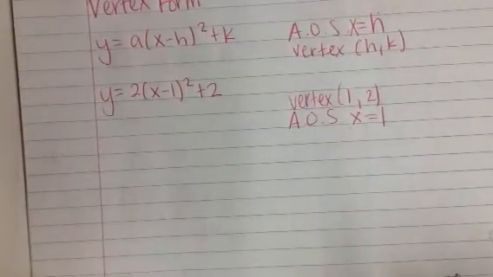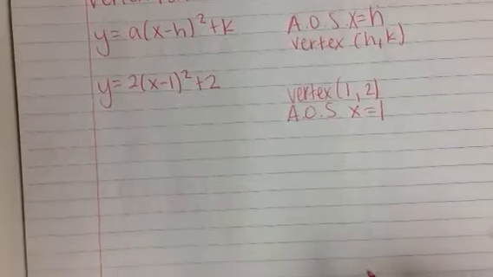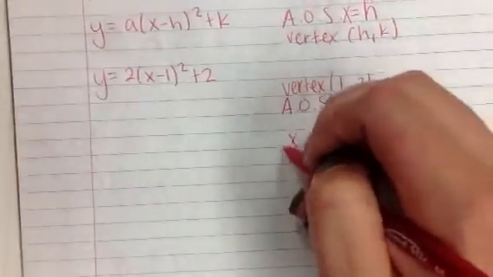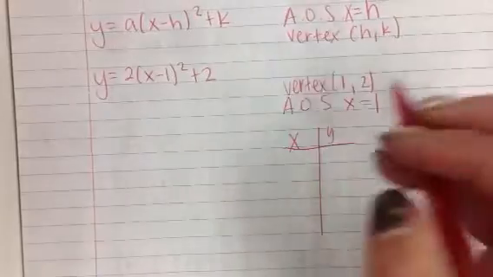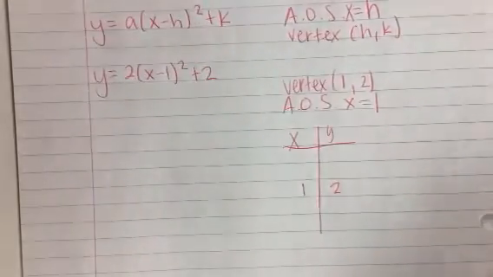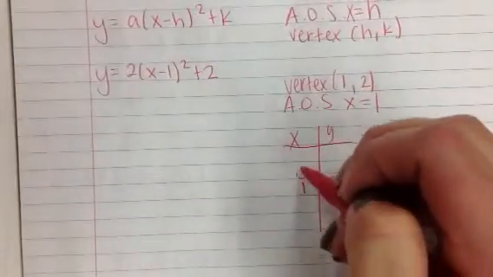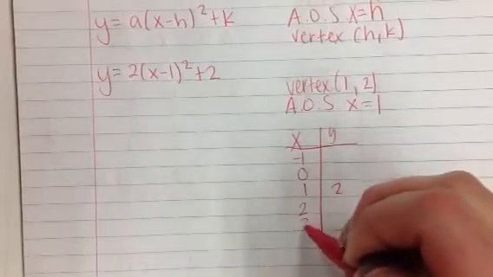Now I need to find 4 other points in order to plot my parabola. Make a table of values, put my vertex in the middle, choose points to the left and the right. 0, negative 1, 2, 3.